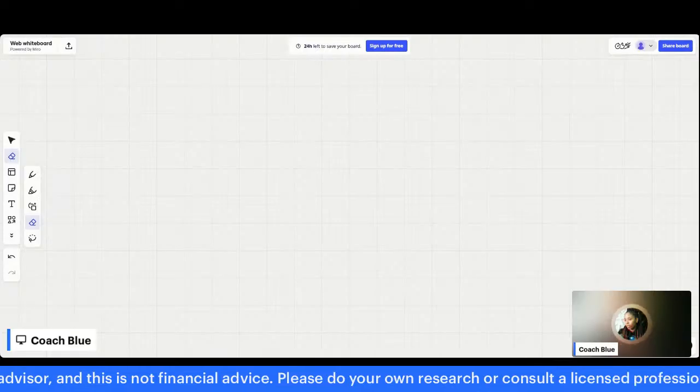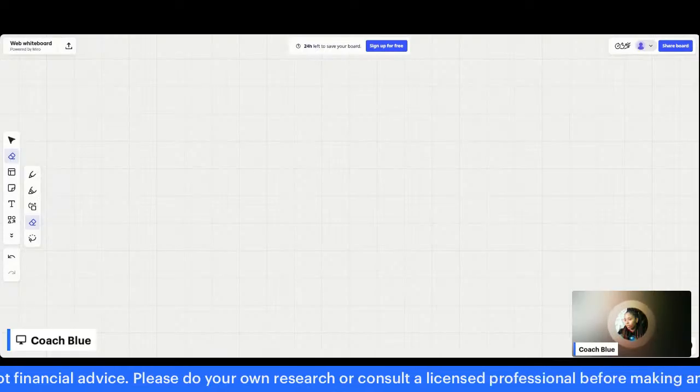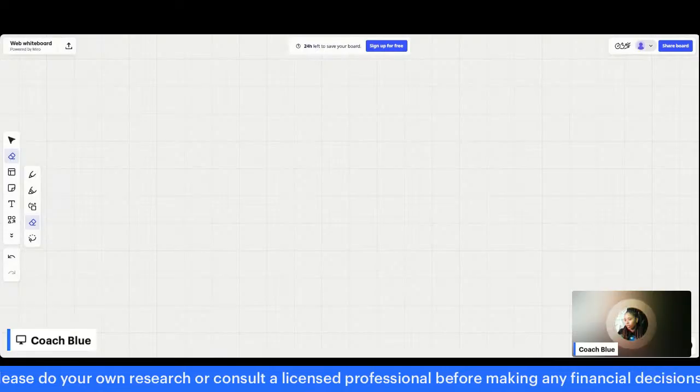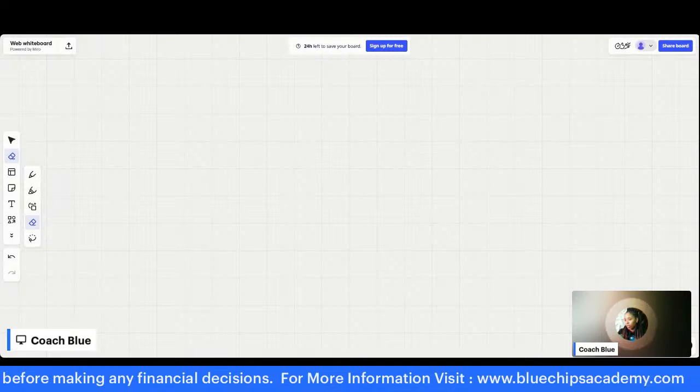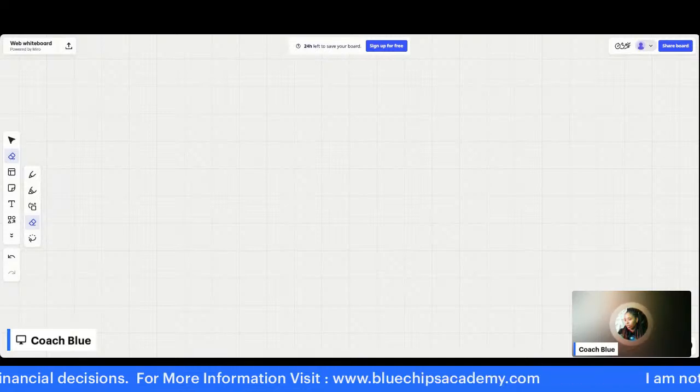So last week I had some students just focus on crossovers. This week we're going to use a combination of both crossovers and when price is near the 200. You just have to know what to look for when price is near the 200.